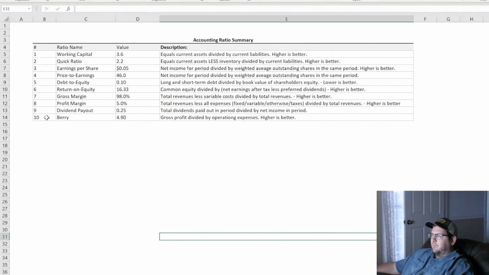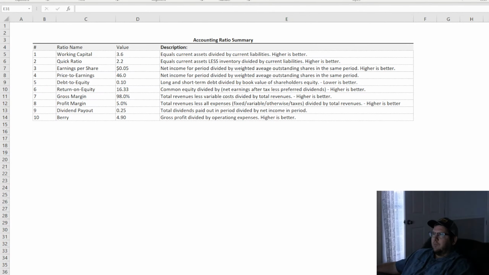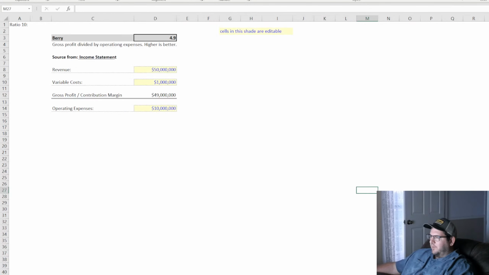Alright, so Berry ratio. Do I want to do another profit margin, quick, current? Current's kind of like the working capital, so I'm not going to add that one. Debt to equity, return on investment. We could do return on investment. Might as well put it in here. Return on investment.